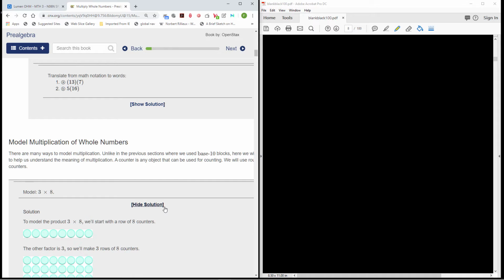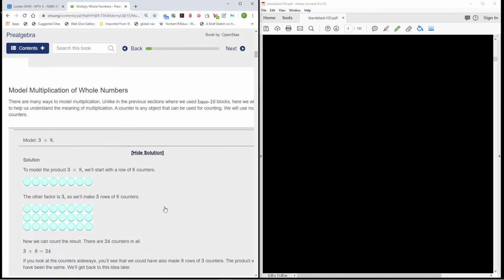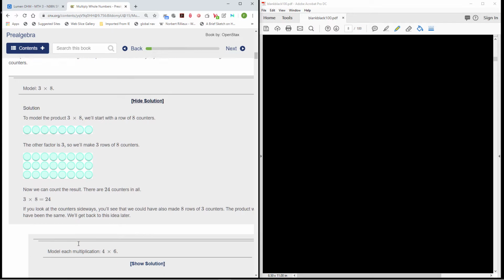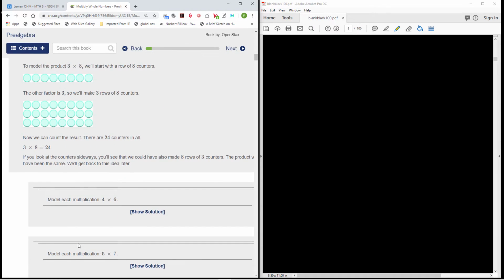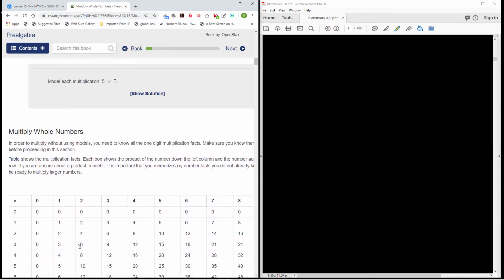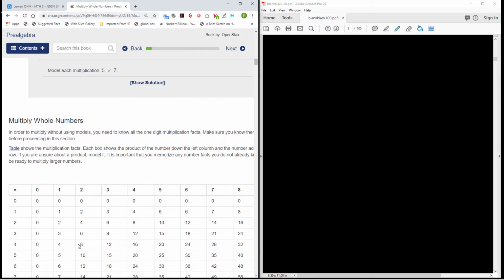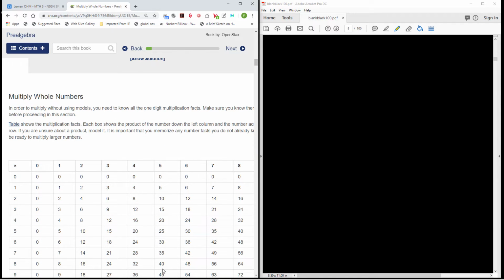Modeling it. So they have 3 sets of 8. So 3 times 8 here. This is a multiplication chart. So you can see right here, 4 times 2 is 8.